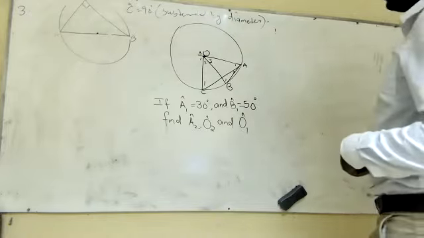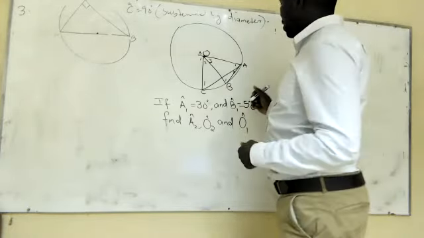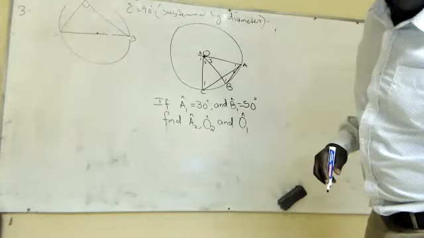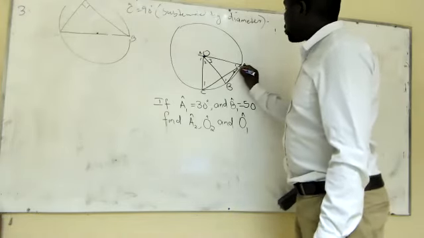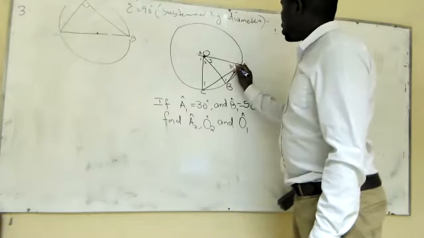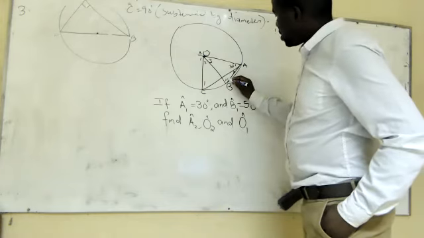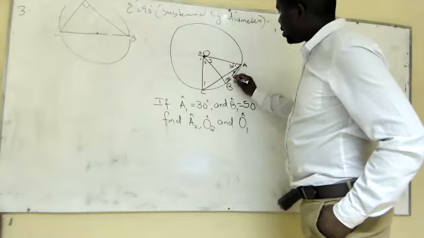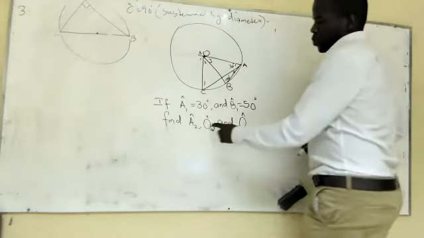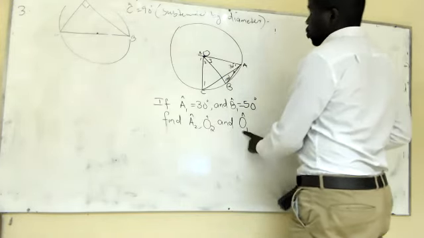Okay. Let me quickly do the question with you so that we are able to cover other theorems for the day. If you don't understand, don't hesitate to let me know because I'm here to make sure you understand everything that we're covering. We are given that A1 is equal to 30 degrees, and we are also given that B1 is equal to 50 degrees. This angle is equal to 50 degrees. And we are required to find angle A2, O2, and O1.